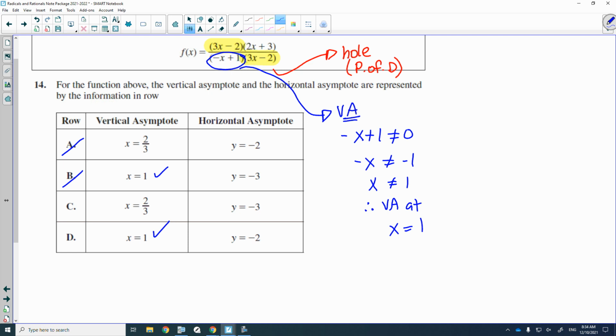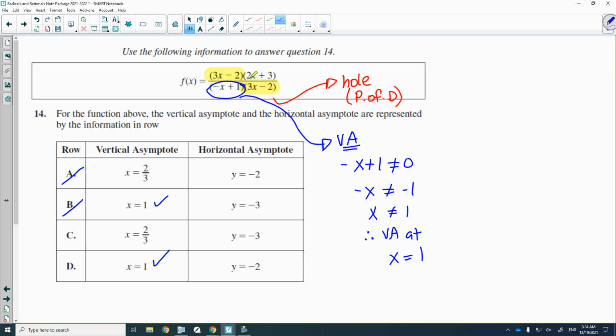Then we've got to do the horizontal asymptote. So it's already factored, so you have to sort of think, what would the degree of this function be? Do you know what the degree of each would be? Like, what's the degree of this top? If you were to expand this, what's your highest power of x? 2. Yeah, because if you do 3x times 2x, you'd have 6x squared. So up top, we would have a second degree polynomial. So that's a degree 2.